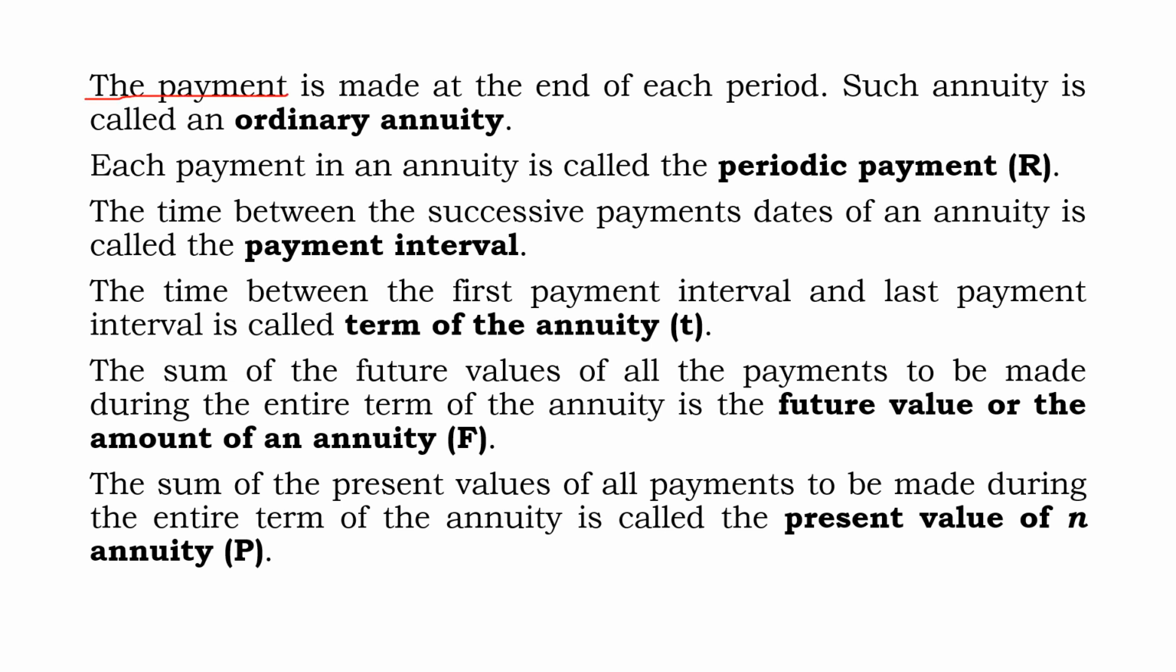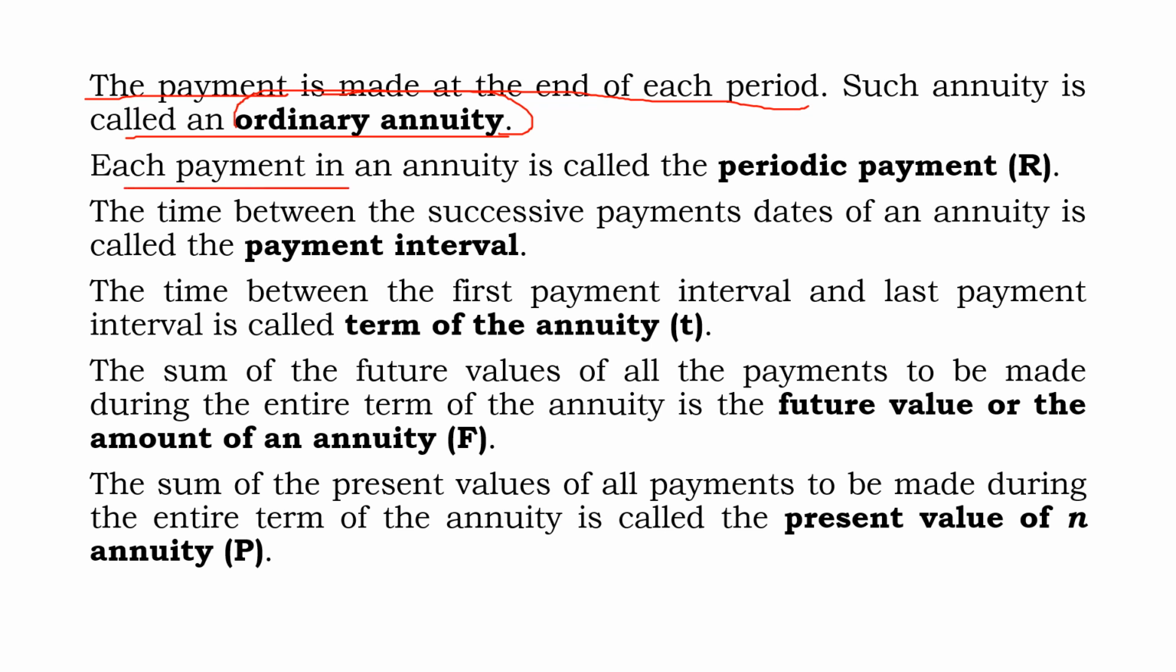So if the payment is made at the end of each period, such annuity is called an ordinary annuity. So it's an ordinary annuity based on the table that I presented a while ago from our previous slide. So if the payment is made at the end of each period, that annuity represents an ordinary annuity.